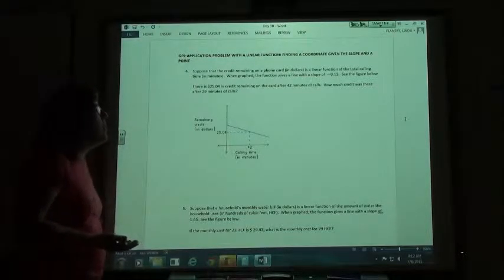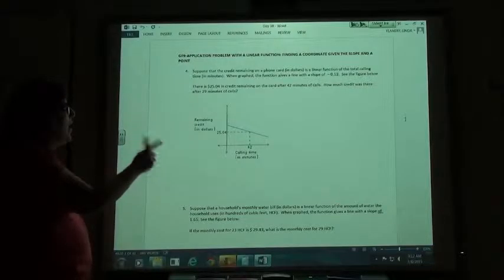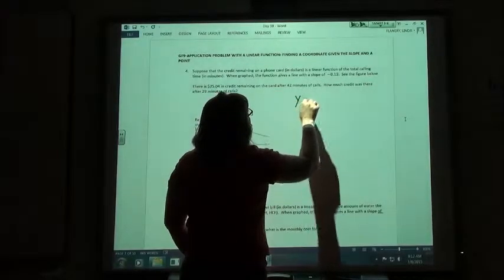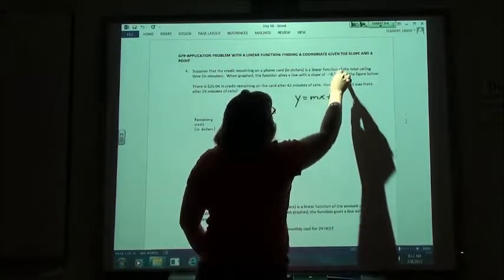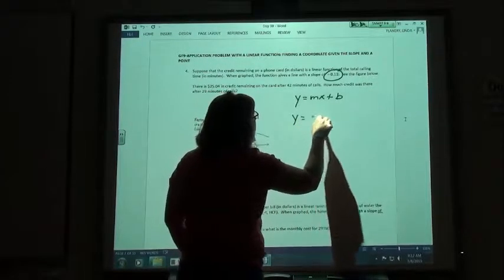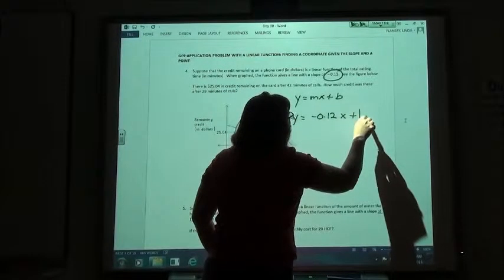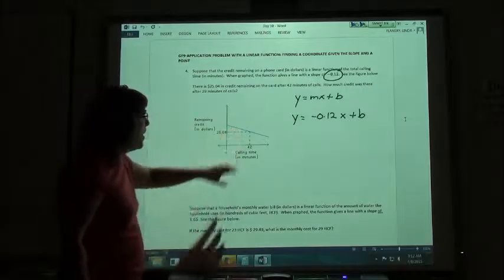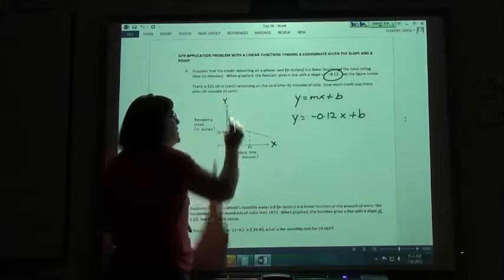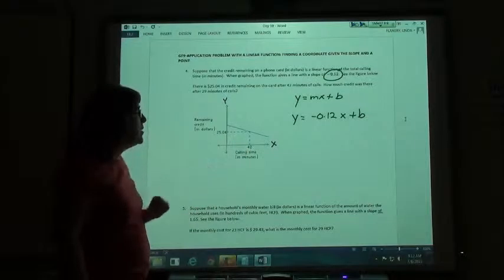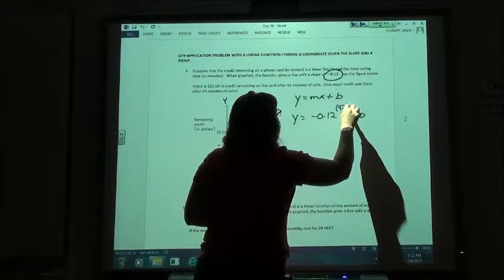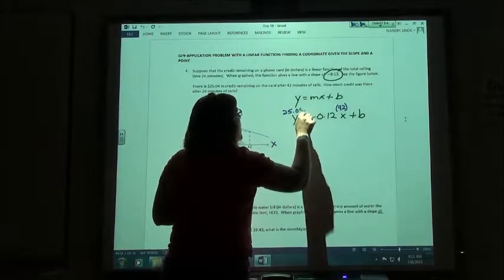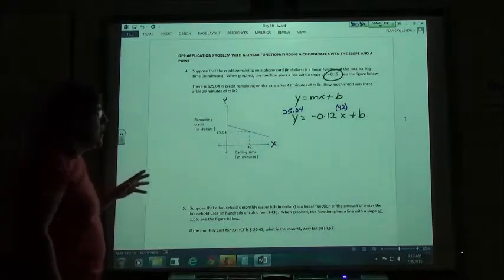So what we want to do is come up with the equation of the line because we know the slope and we know a point on the line. If I have y equals mx plus b, I know that my slope is negative 0.12. So y equals negative 0.12x plus b. I am then going to use this point. This is my x, this is my y, so the 42 is going to go in for the x, and the $25.04 is going to go in for my y. I need to solve that.